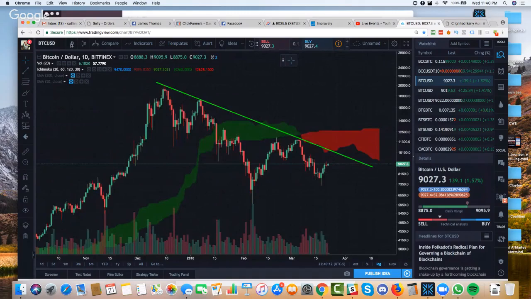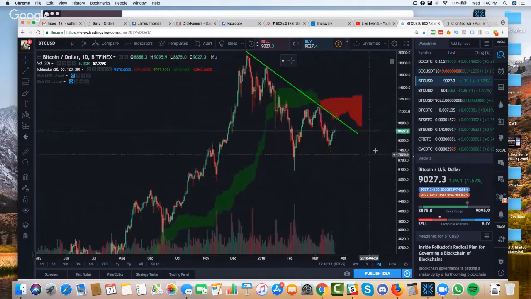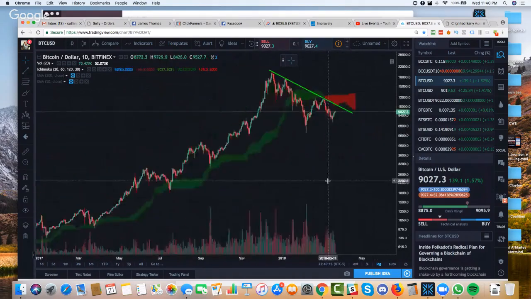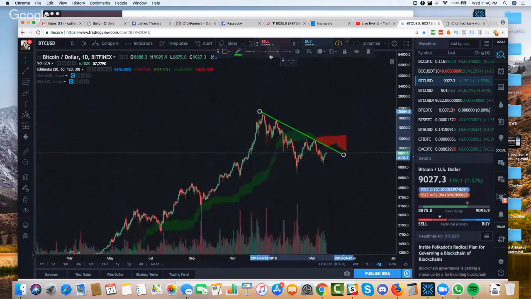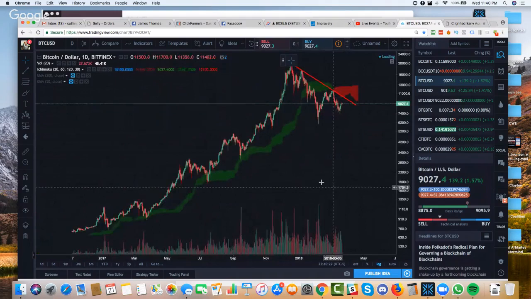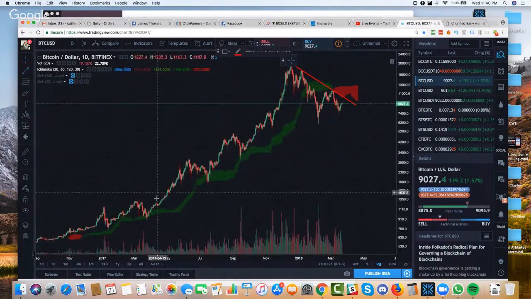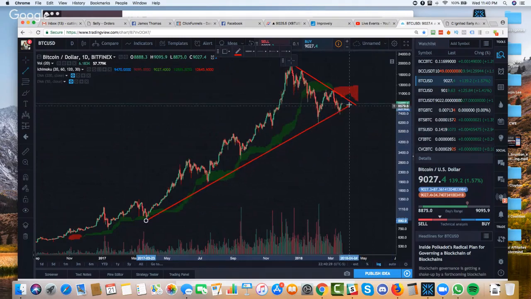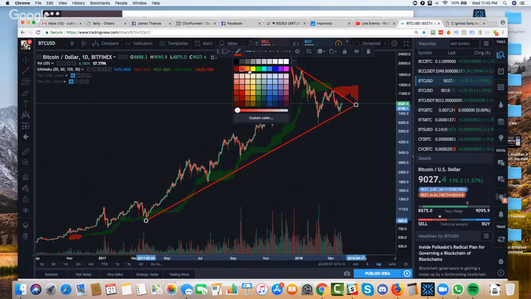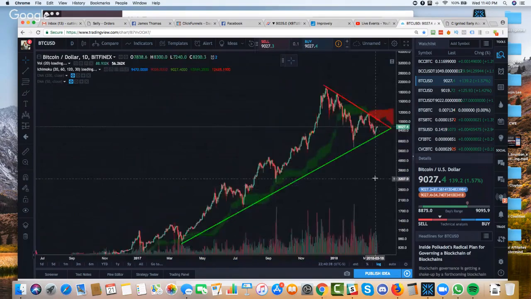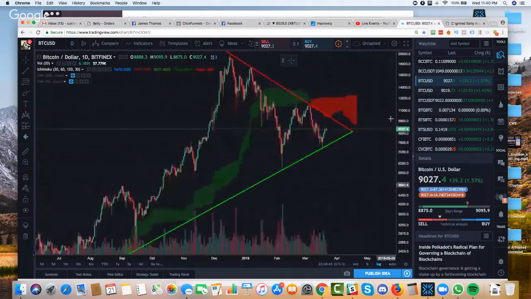So here's what we have on Bitcoin. We've got the downward trending resistance. Let me turn that red real quick. Okay, so there's the resistance that we have. And then we have this trending support. So right around in here, I'm going to draw it right about there. Okay, I'm going to make that one green. So we have our resistance line and our support line.